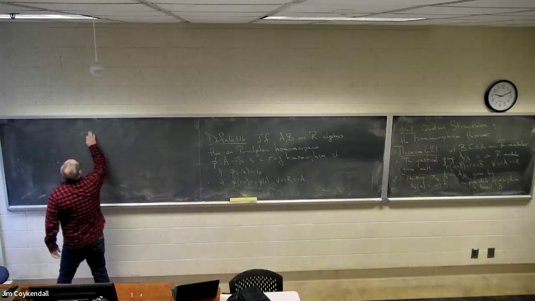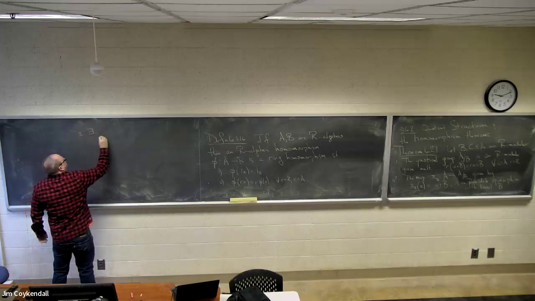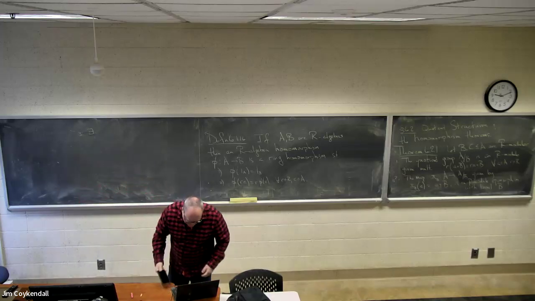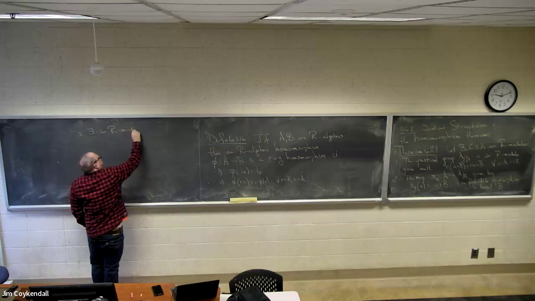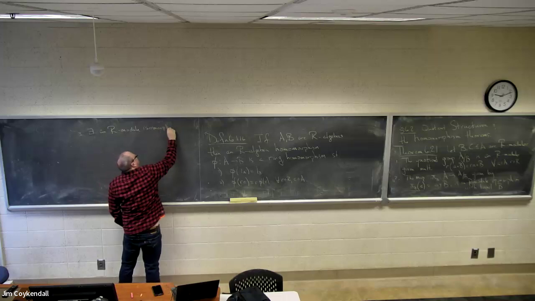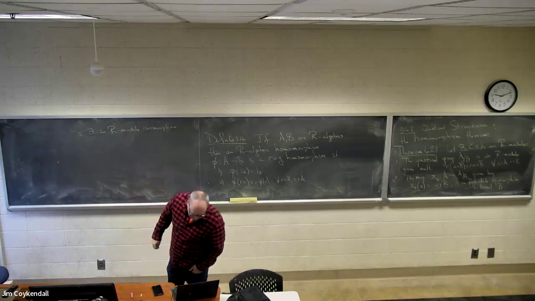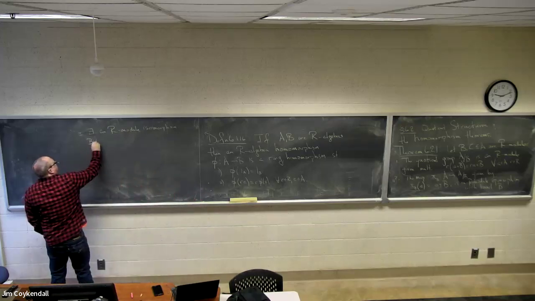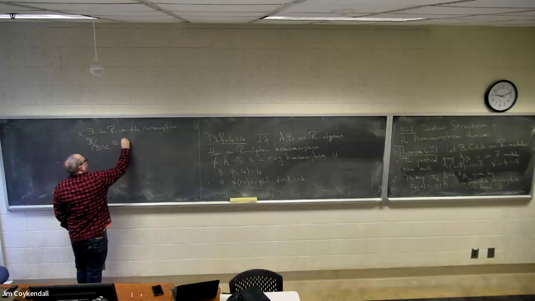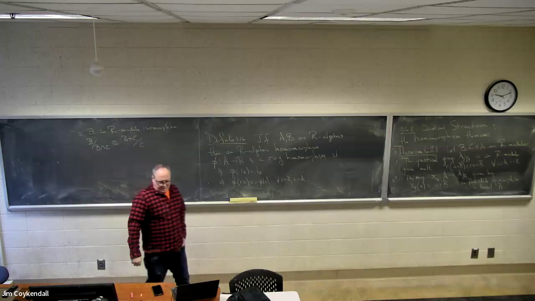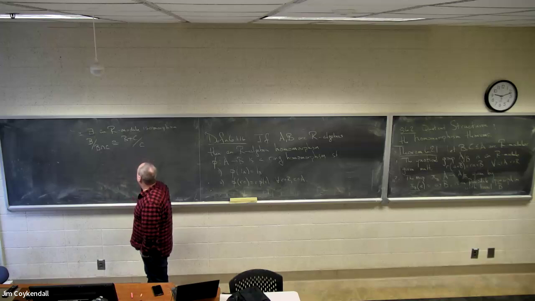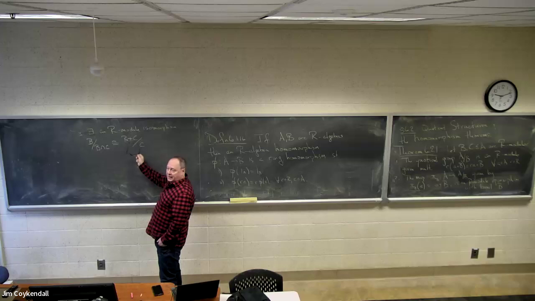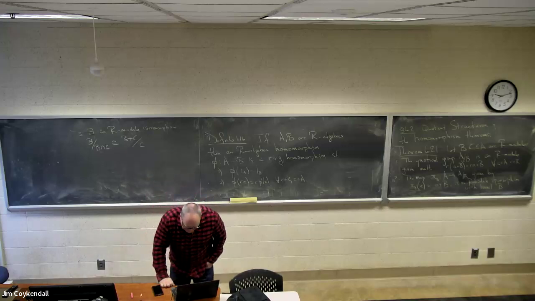Here's one of the homomorphism theorems. There exists an R module isomorphism from B mod the intersection of B and C, isomorphic to the module B plus C, which is the sum of these two modules, everything in here is a little b plus c, modulo the submodule C.